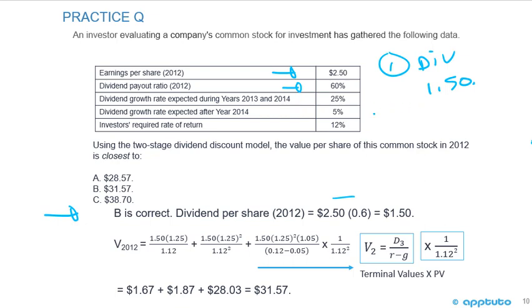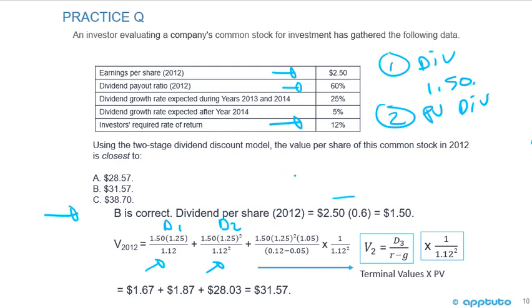Now we know it's going to grow for 2 years at 25%. So we need to calculate our D1 and we need to calculate our D2. And that's fairly easy. We take the $1.50 times 1.25, we've got our D1. And then for our D2, it's $1.50 times 1.25 times 1.25, or 1.25 squared, okay? So that's step one, we calculate the dividend. Step two, we do the present value of the dividend. In this case, they're giving us the investor's required rate of return, so we're discounting back by 12%. So D1 divided by 1.12, D2 divided by 1.12 squared, okay? So those are the two dividends.